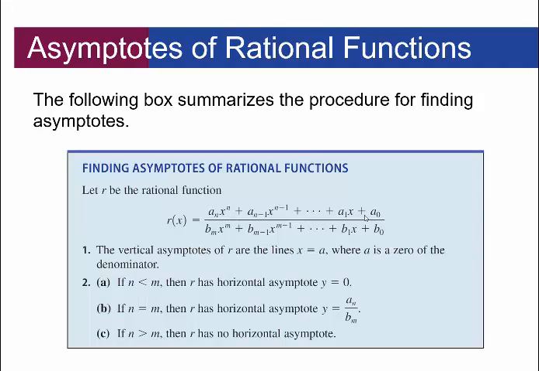All right, the following block summarizes the procedure for finding asymptotes. Okay, so we have a rational function: a_n x^n plus the rest of it, divided by b_m x^m. What you're really interested in here are the degrees of each, n and m, and the leading coefficients, a_n and b_m. If n is less than m, like if n is 3 and m is 5, then r has a horizontal asymptote at y equals 0, the x-axis. If the two are equal, like 3 and 3, then the horizontal asymptote is the ratio of the leading coefficients, a_n divided by b_m. And if n is greater than m, like 5 and 4, there's no horizontal asymptote at all.